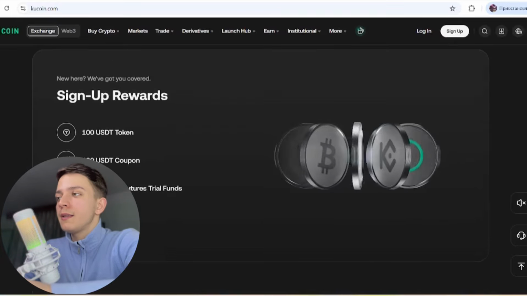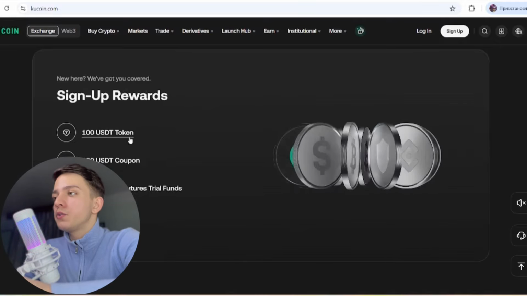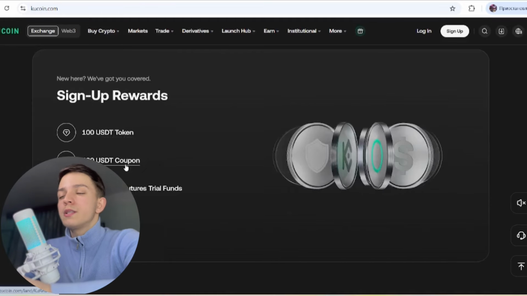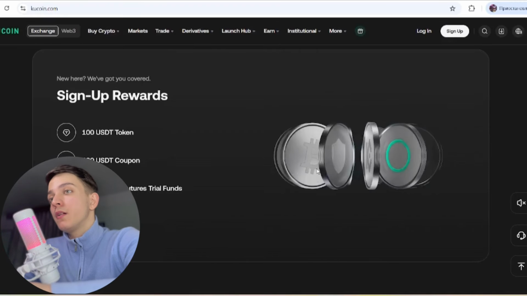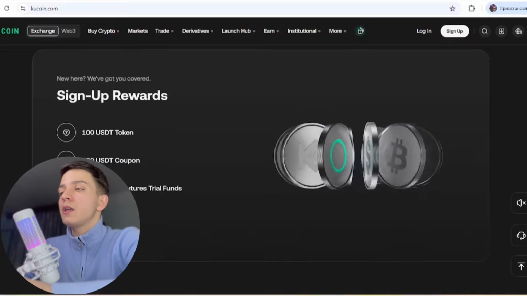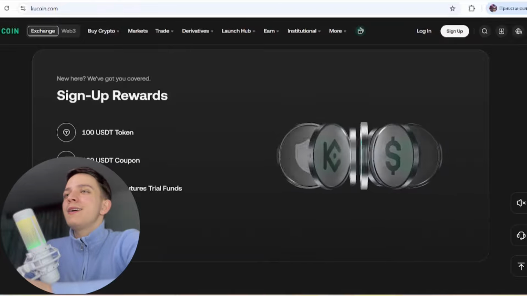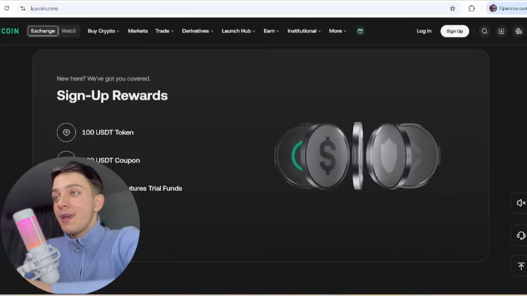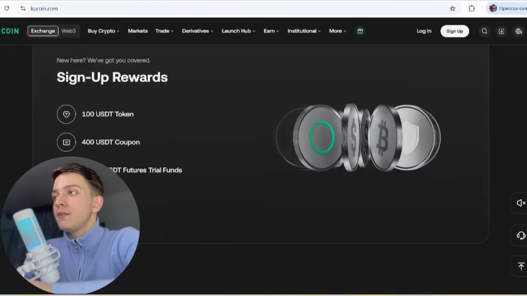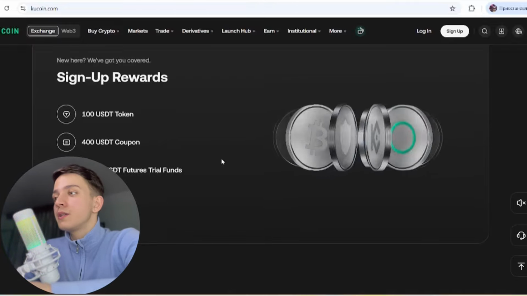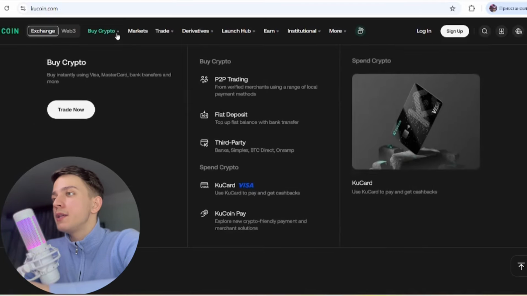So sign up right now, and as a new user we have got you covered: 100 USDT token, 400 USDT coupon, and 10,500 USDT futures trial funds. But you have to read their rules first of all, because they don't give it to you for free, and they have rules. You should trade, do futures trading, and etc. to receive these rewards.